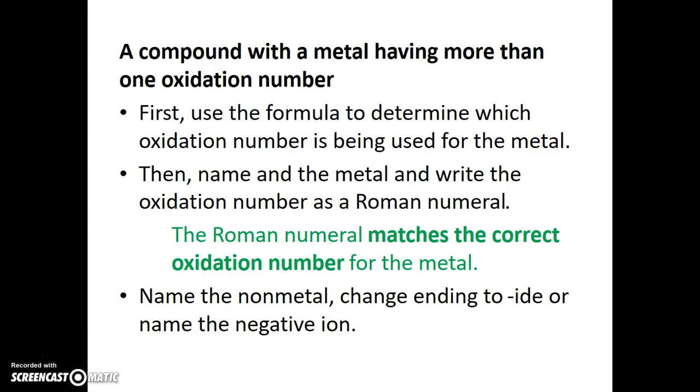Now, some metals on the periodic table can have multiple oxidation numbers. These metals are often transition metals, okay? In this case, the name of the compound will include a Roman numeral, and that Roman numeral will tell you the correct oxidation number for the metal in the pairing that it's with in the compound. Again, Roman numerals will go into chemical names. They will never be found in a chemical formula.